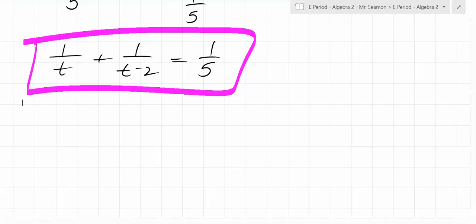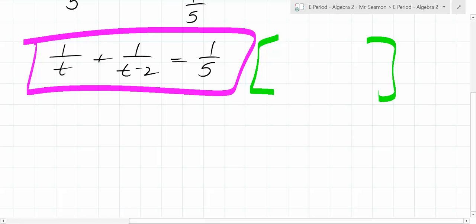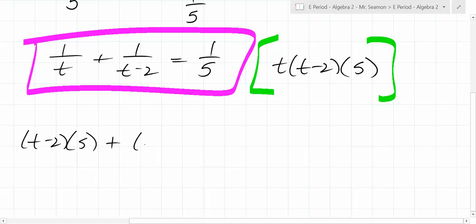Now, the quickest way to solve this, can someone give me the best thing I could multiply this by at the beginning right now? What could I multiply this whole thing by? T times T minus 2 times 5. If I multiply by that, what happens to all the denominators? They all cancel out. So what are you left with? You end up with T minus 2 times 5 plus T times 5 equals what?